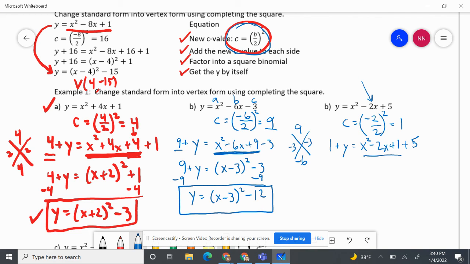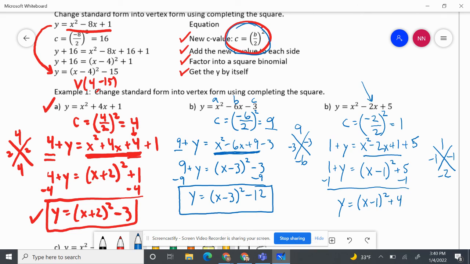And then after we do that, we factor it. Two numbers that multiply together to give us 1, and add up to negative 2. That would be negative 1 and negative 1. Once again, if we're doing it correctly, it's always going to become the same number. So we have x minus 1 squared, and then we have plus 5. Then we subtract the 1, and that gives us y equals x minus 1 squared plus 4. And that right there is our answer.